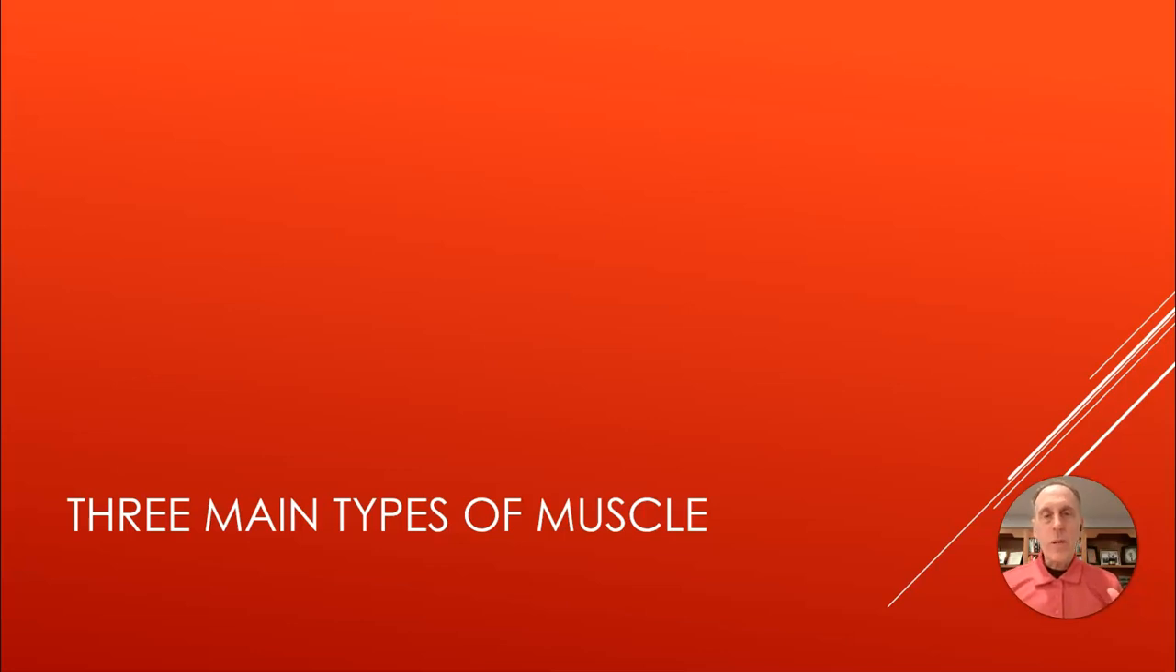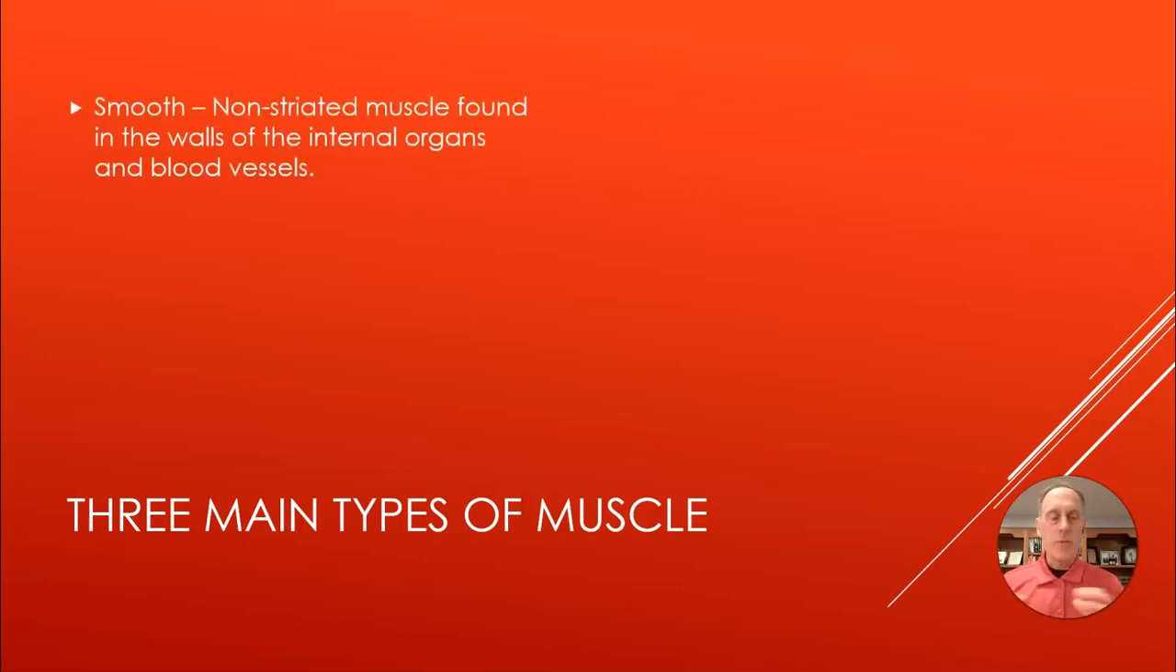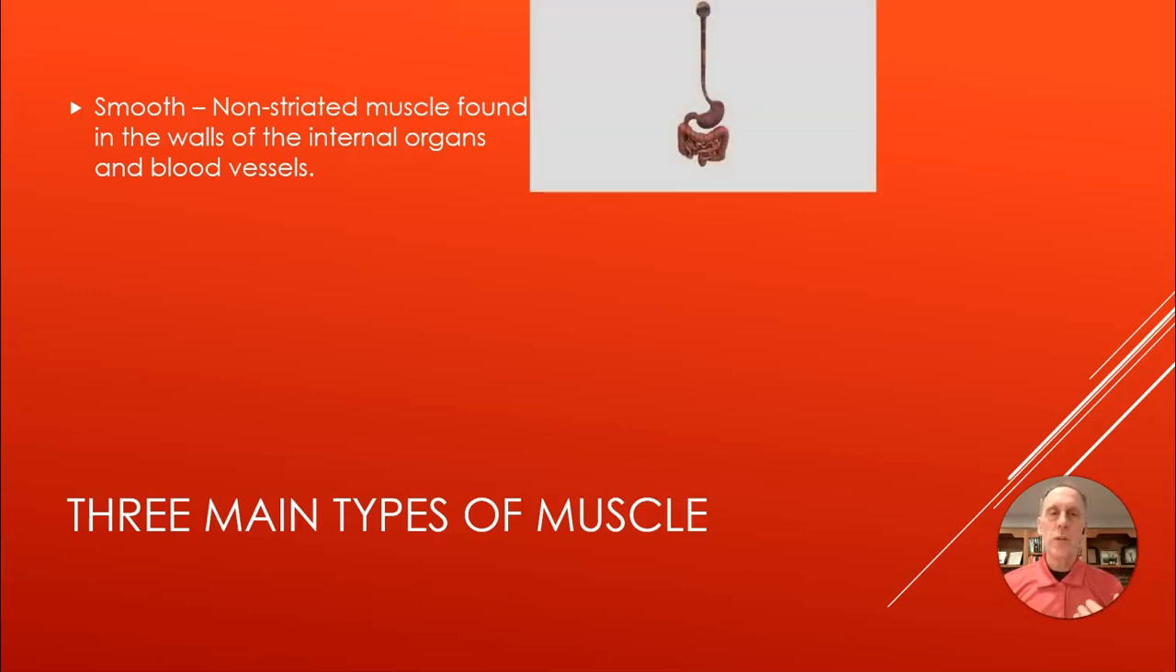With that, we have 3 main types of muscle in the human body. We have smooth, which is non-striated. It doesn't have a striation in it where the muscle fibers connect and have cross-bridge attachments. And usually you find this in the walls of the internal organs and blood vessels. And these are the types of muscles that are used in peristalsis to help us in digestion, to move food, and as part of the digestive tract.